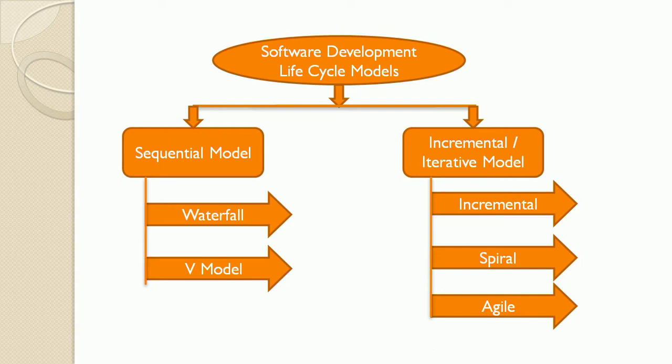One more important point, the SDLC model must be selected and adapted to the context of the project and the product characteristics. So let's continue with the first model, that is waterfall. Yes, before starting waterfall, let me discuss one more point. See, these SDLC models, almost 15-20 years back, we had waterfall, incremental, spiral and V model. The agile model is the latest one.